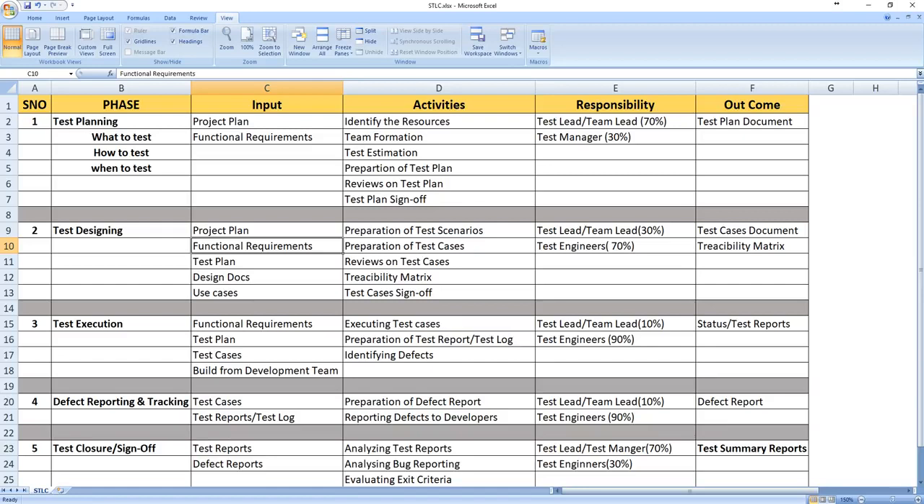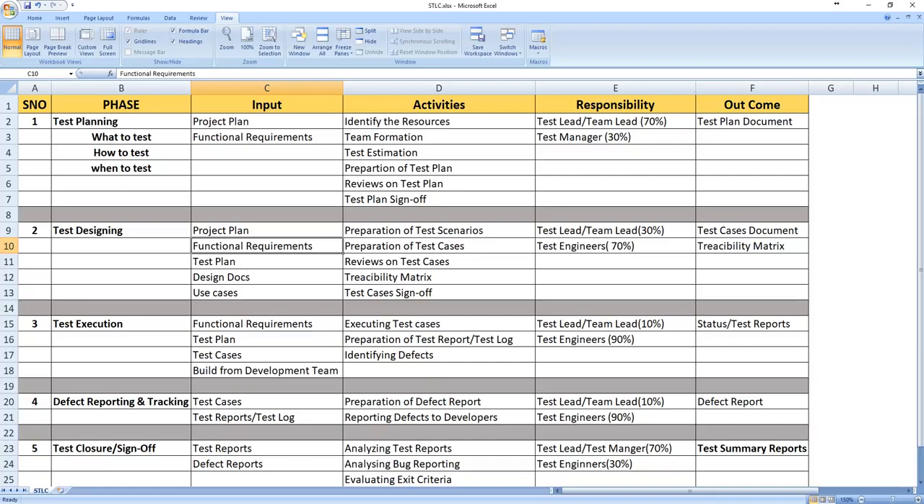So if you have a traceability matrix, the outcome of the test designing phase is test cases and the traceability matrix. This is the second and most important phase, the test designing phase. Is it clear, Deepak? The second phase is the test design phase. Now the third phase is the test execution phase.